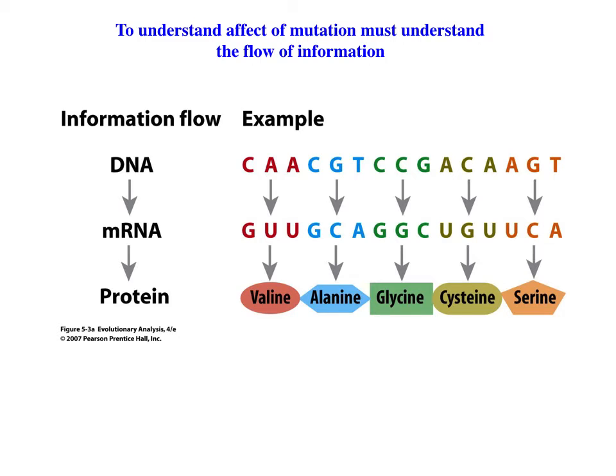So to understand mutations, or in other words, a change in that genetic code, we need to also understand the flow of information. The central dogma of genetics is that information flows from DNA to mRNA, and then from mRNA to protein. The process of going from DNA to mRNA is transcription. The process of going from mRNA, or that information converted from mRNA to protein, is what we call translation.